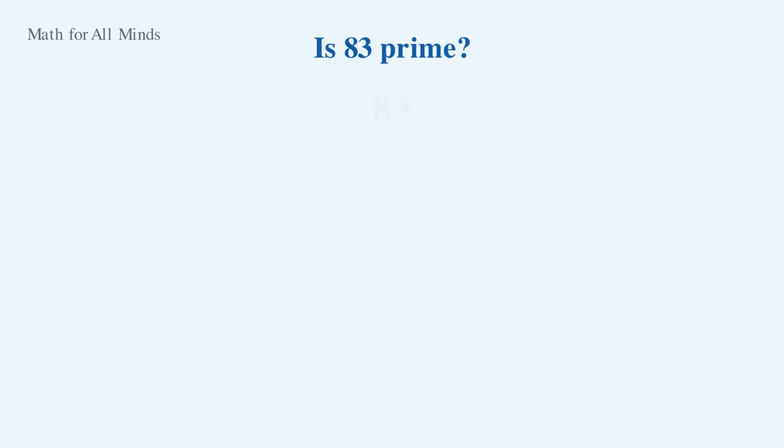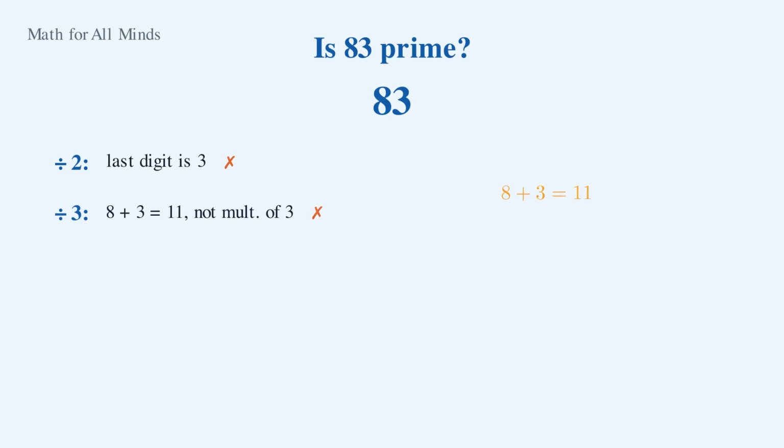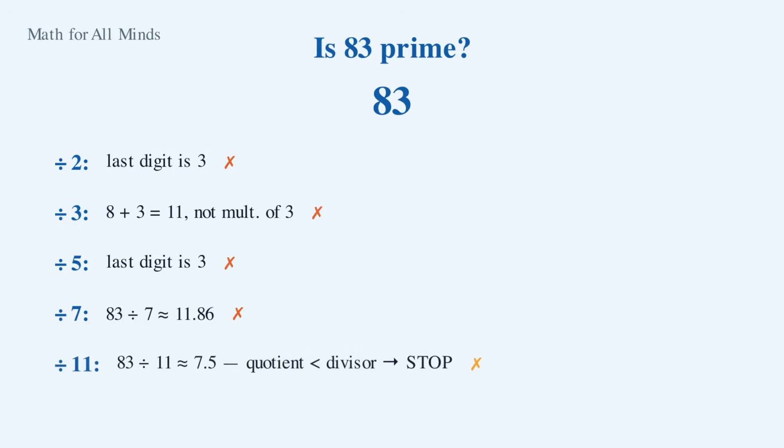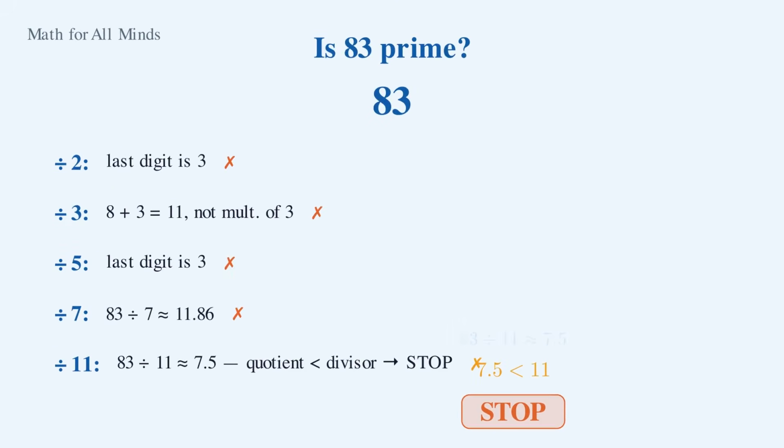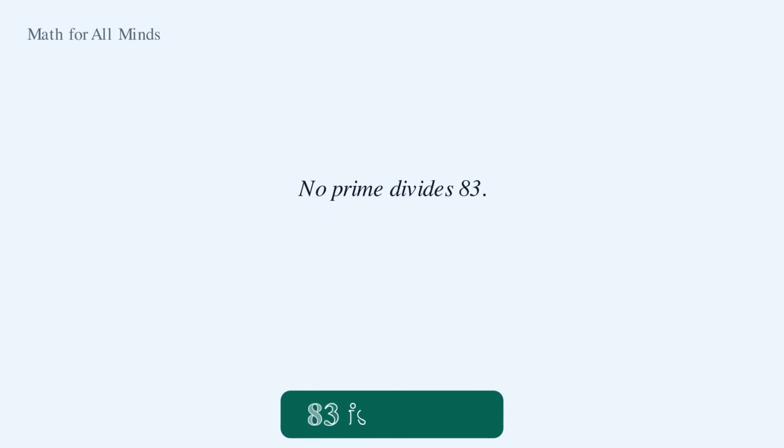Is 83 prime? Its last digit is 3, so not divisible by 2. The digits sum to 11, which is not a multiple of 3. It doesn't end in 5 or 0. 83 divided by 7 is about 11.86, not a counting number. Now try 11. 83 divided by 11 is about 7.5, and this time the quotient, 7.5, is smaller than the divisor, 11, so we stop. No prime divides 83, so 83 is prime.